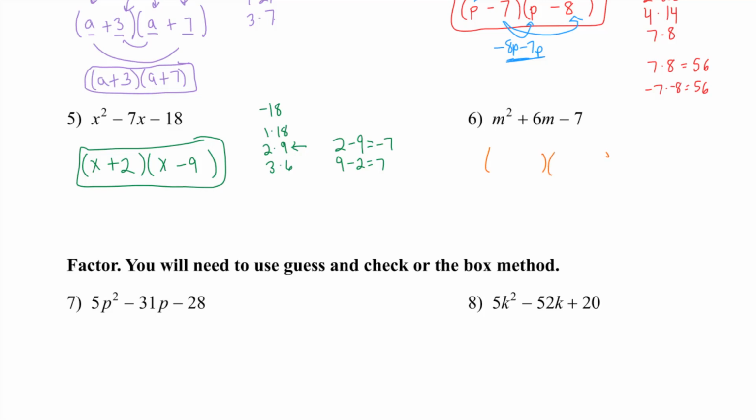Number 6. Negative 7 is a nice prime number, which means there's only one set of factors that work, 1 and 7. And since it's negative, one of them needs to be negative. Do I want it to be 1 minus 7, or do I want it to be 7 minus 1 to get the plus 6m in the middle? Well, I want it to be the second one. So I want m plus 7 and m minus 1.